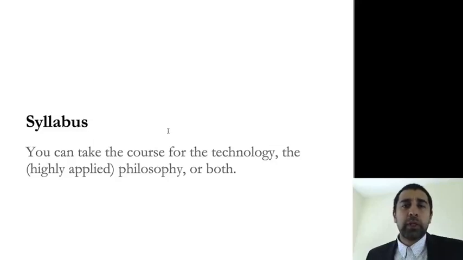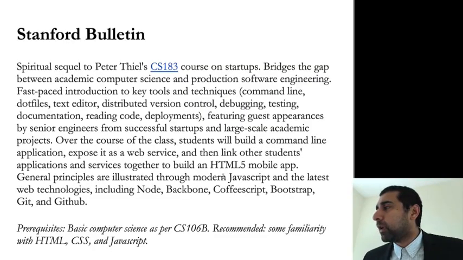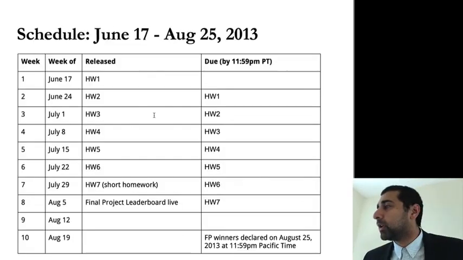So let's talk briefly about the syllabus and the assignments for the course. You can take the course for the technology or the philosophy, which is of a highly applied variety, or both. Here is the Stanford Bulletin description for the previous offering of the course. It gives a good outline of many of the things in it. We're structuring it somewhat differently for a MOOC, but I present this for completeness.